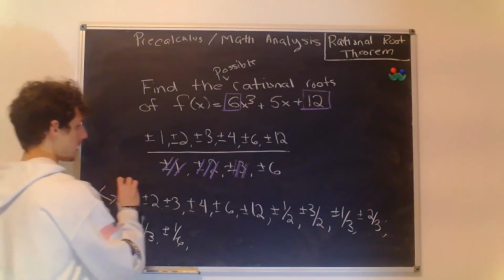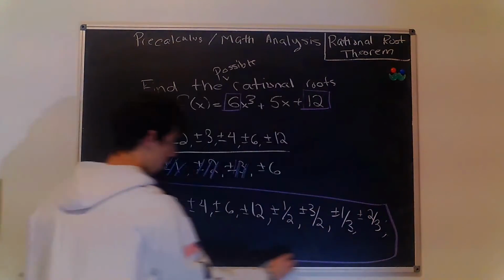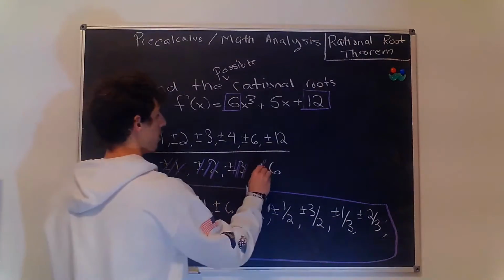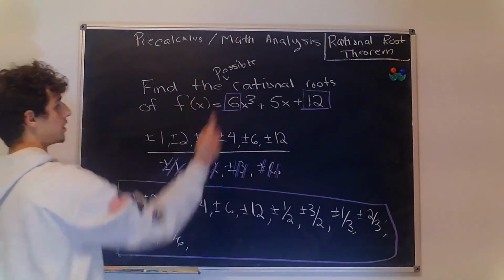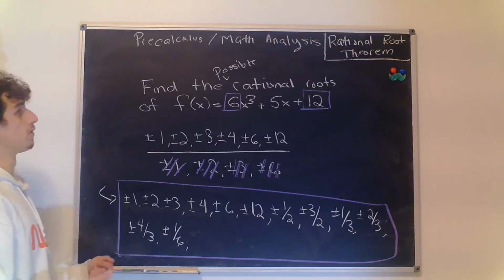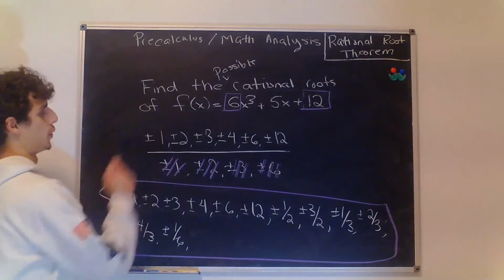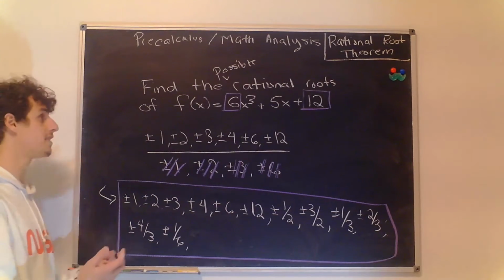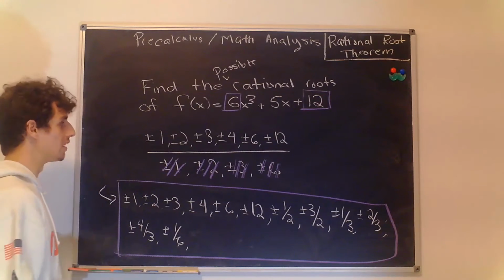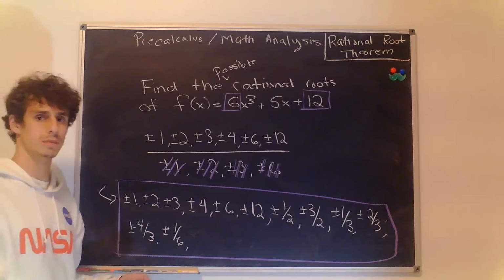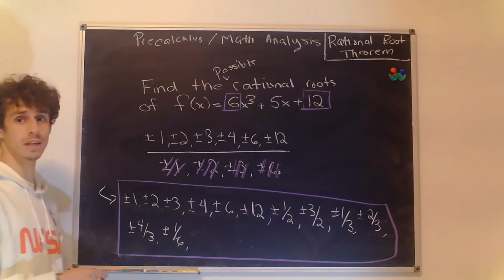So this list contains all of our rational roots, all the possibilities for our rational roots of this polynomial 6x cubed plus 5x plus 12. So what we'll want to do when we're finding the exact rational roots of polynomials like this is take these possible rational roots and test them using synthetic or long division, and then from there we should be able to simply factor when we get down to something like a quadratic. So let's go ahead and do an example of that.